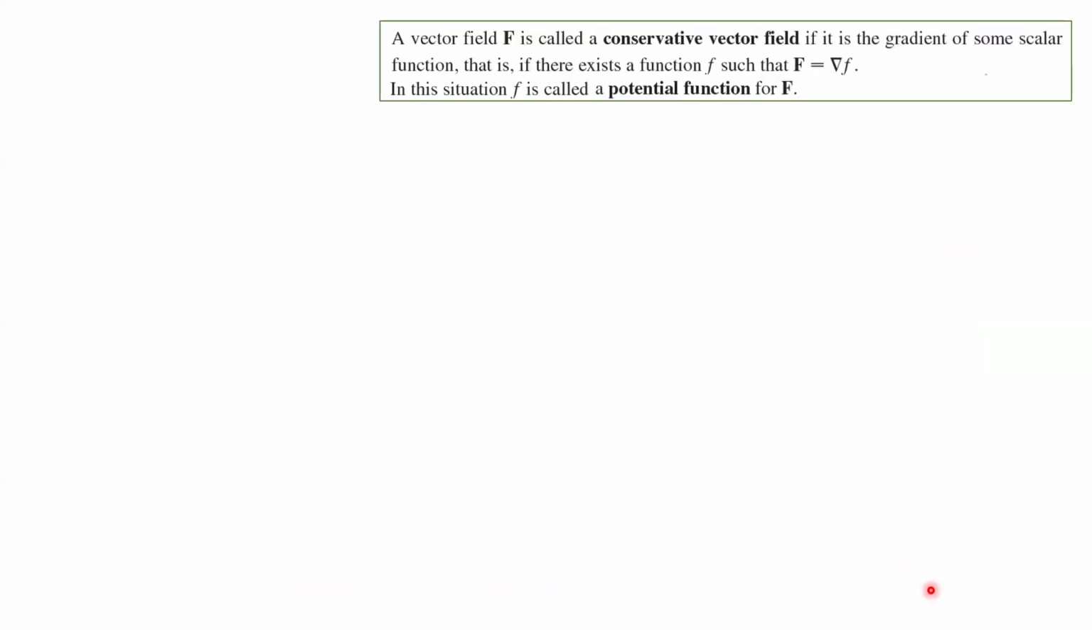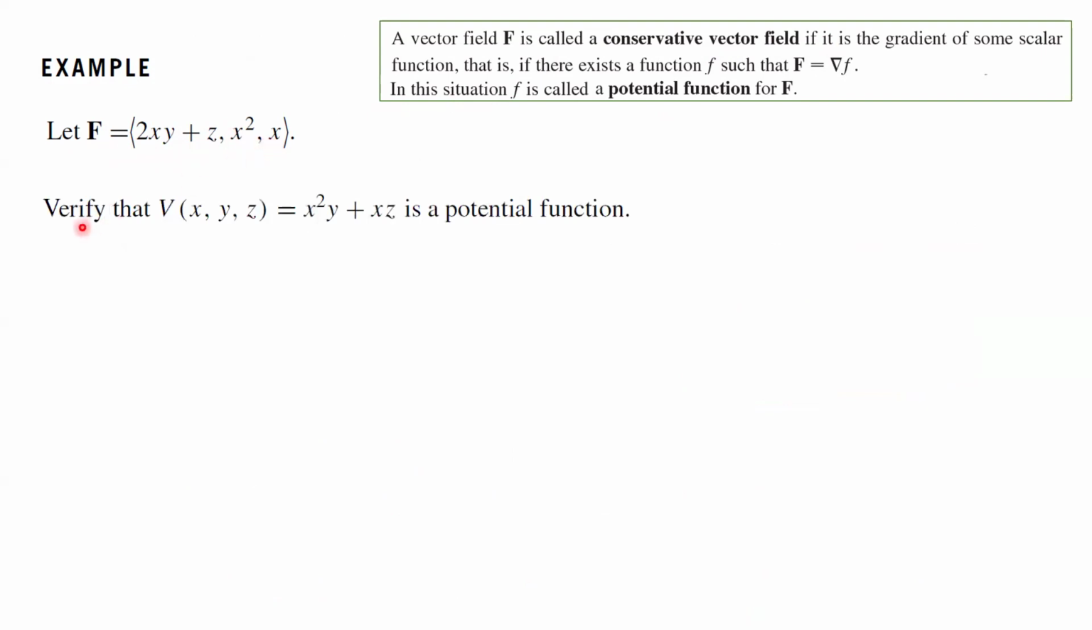So now that we have defined a conservative vector field, let us go over one example together. In this example, I give you a vector function with first component 2xy plus z. The second component is x squared, and the third component is x. I want you to verify that this function v, which is defined as x squared y plus xz, is indeed a potential function. Let us begin.